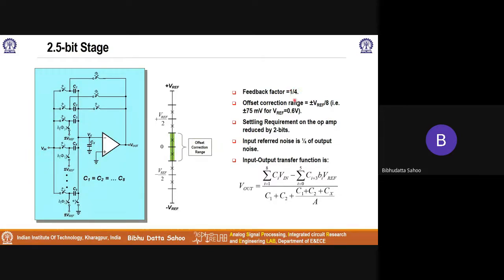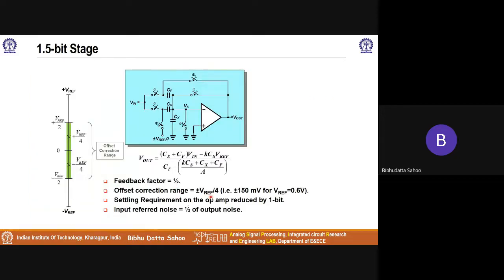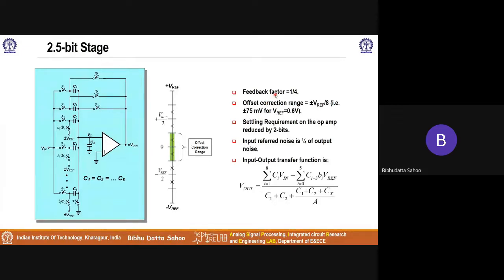The feedback factor is 1/4. The settling requirement of the op-amp reduces by a factor of 2 for 2 bits. This circuit gives a gain of 4, so the input referred noise is scaled by a factor of 4. So this gives a good scaling factor over here. The feedback factor has become worse. So what we are seeing is that the higher the feedback factor, the lower the power consumption for a given bandwidth. Okay, basic op-amp design. So the feedback factor reduces in this, but the noise contribution also reduces. So there is a trade-off over there.